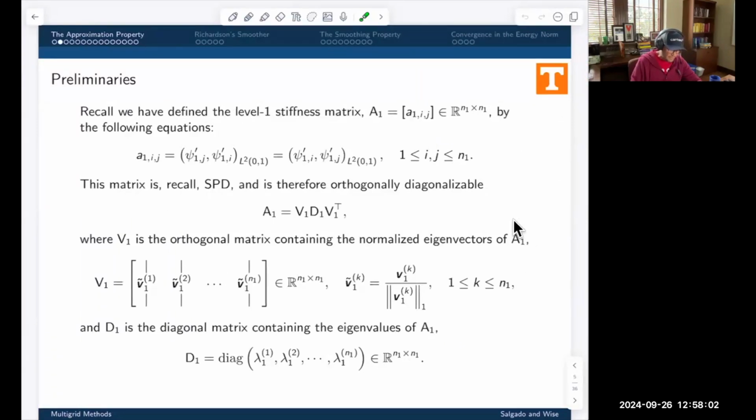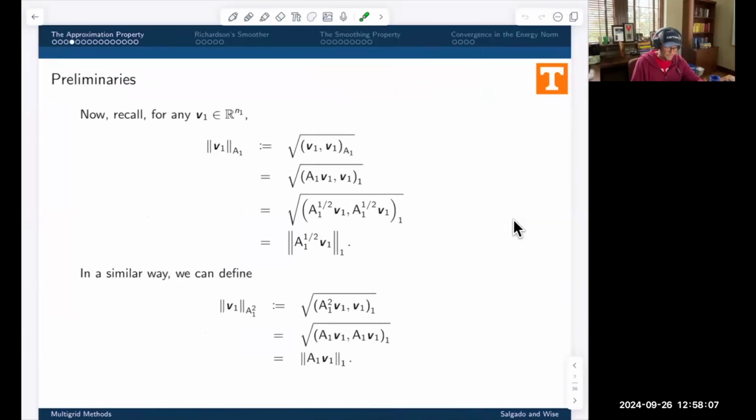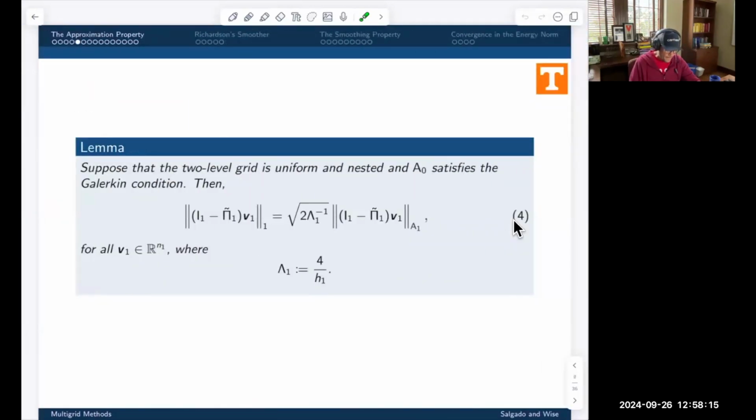So we went through this stuff last time. I won't go through this again. Just some basic things that we need to recall about the stiffness matrix, the eigenvalues, and a couple of new norms that we introduce. And the thing we want to prove first is this lemma, and it says that the error in the coarse grid Ritz projection, so that's this error here, times any vector v1, which is arbitrary, measured in the one norm. So this means the Euclidean norm on level 1.